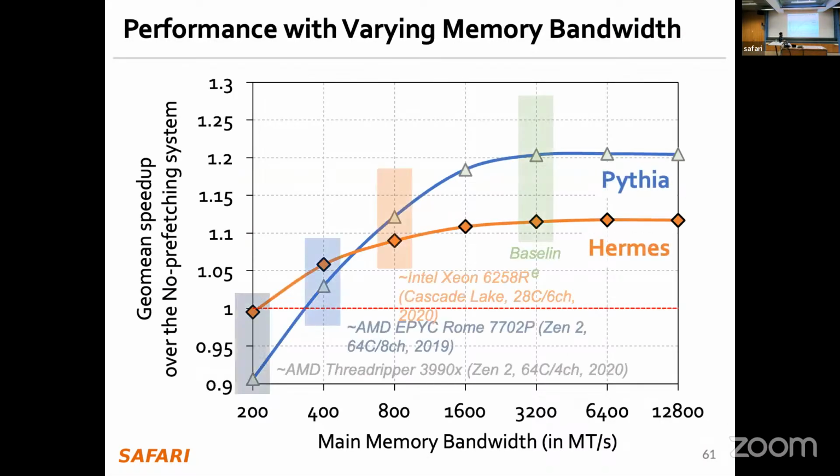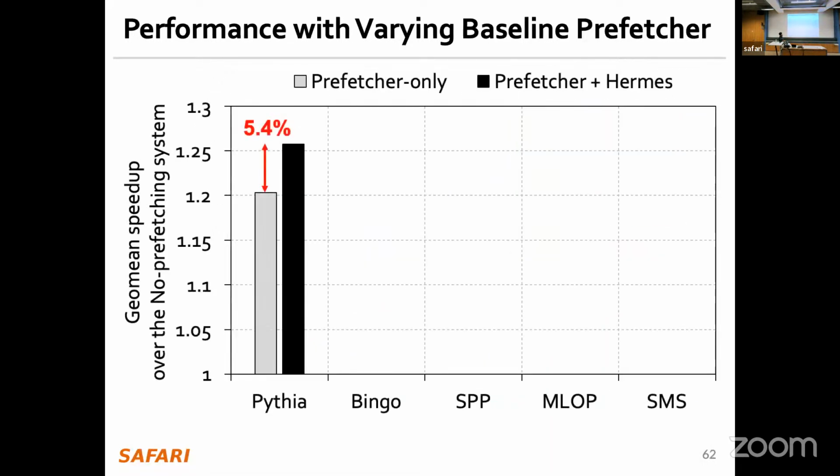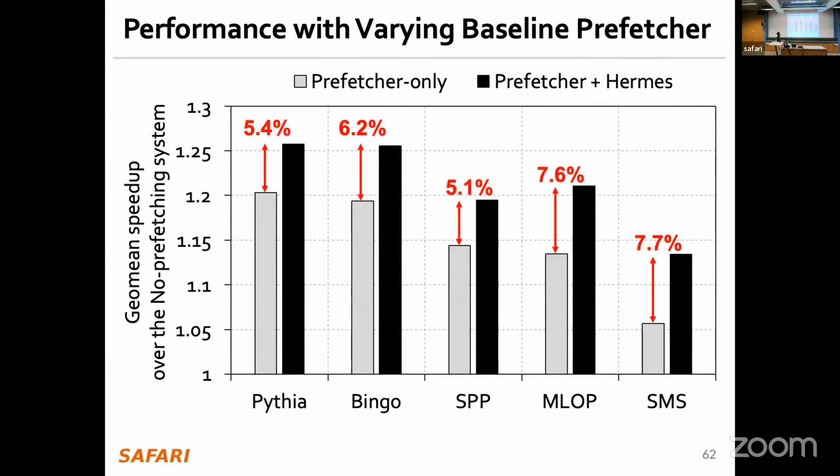We showed it here also, and I'm not going into too much detail on this. The takeaway is that if you look at the performance here, there's the Hermes performance and the Pythia performance, and if you implement both of them together, it outperforms in both cases. We have also evaluated Hermes not only on top of Pythia as a prefetcher, but also on top of other types of prefetching algorithms, because somebody can say that maybe Hermes is providing additional benefits on top of Pythia, but what if we implement it on top of multiple other types of prefetching?